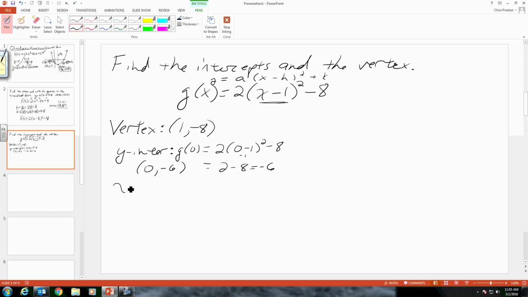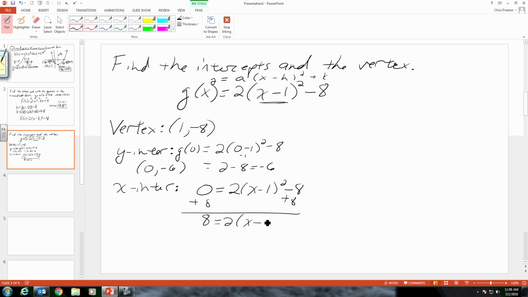And then we get to the x-intercept. Usually the x-intercepts are the hardest ones, assuming they even have x-intercepts. If you get an imaginary number or something, we're going to say it doesn't have an x-intercept. But this one I set up to have x-intercepts. So let's say 0 equals 2(x minus 1) squared minus 8. Again, it's just like finding the zeros of a function. You make the y, or the f of x, or g of x in this case, equal to 0, and you solve for x. So I'm going to add 8.